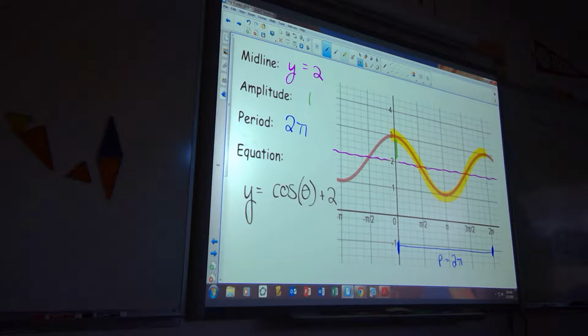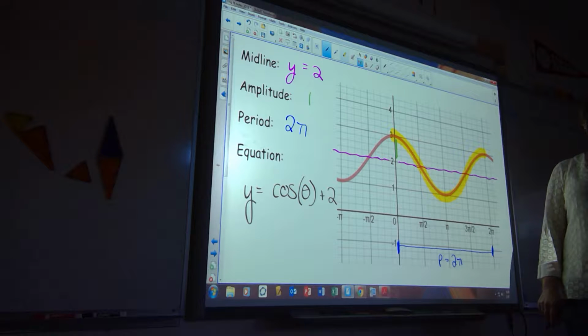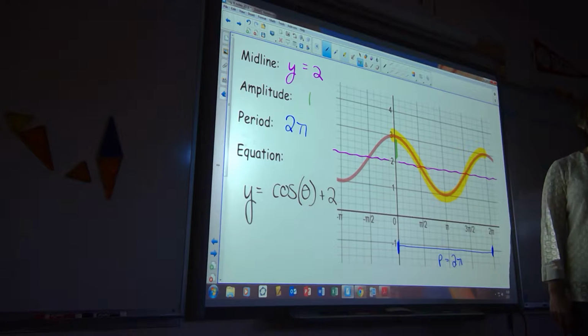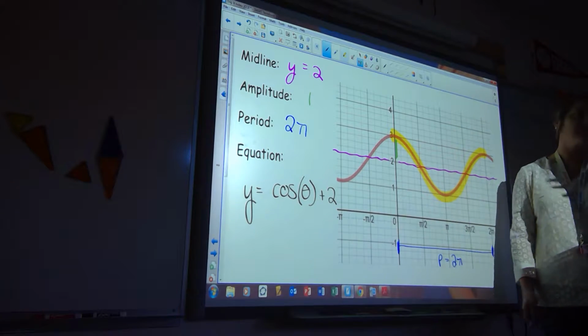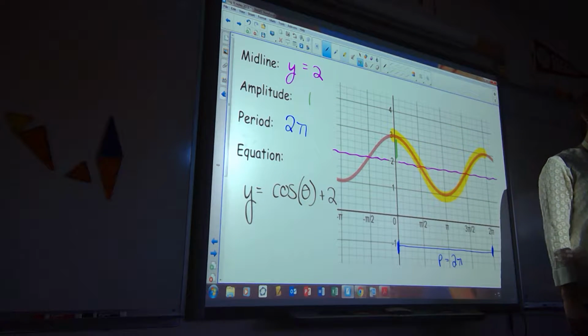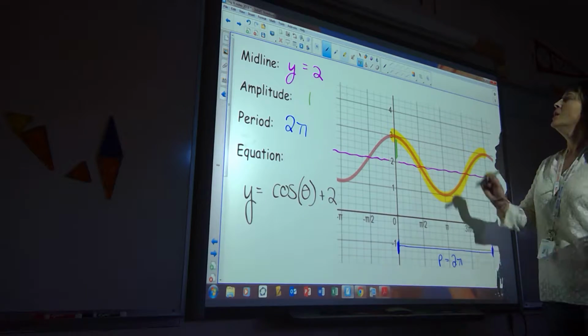But, yeah. On the test, can you say like x or theta? Like, does it matter? It doesn't really matter. We tend to use theta, the Greek letter theta, anytime we're talking about angles, but it really doesn't matter.